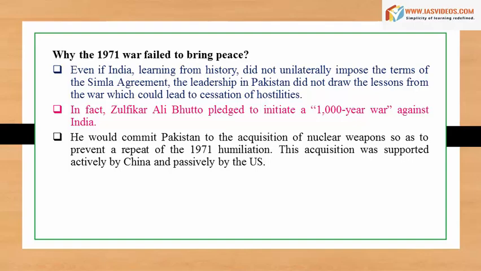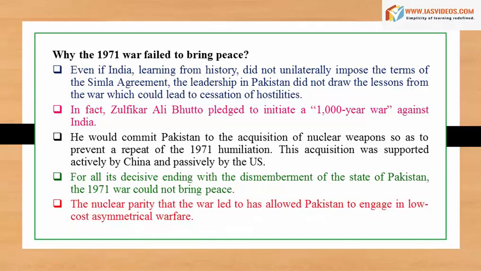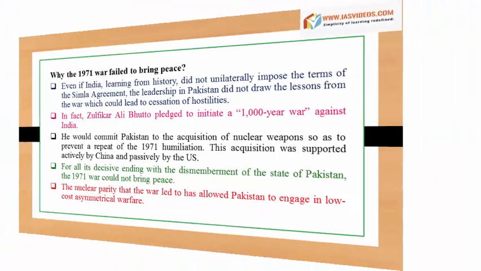This acquisition was supported actively by China and passively by the US. For all its decisive ending with the dismemberment of the state of Pakistan, the 1971 war could not bring peace. The nuclear parity that the war led to has allowed Pakistan to engage in low-cost asymmetrical warfare.